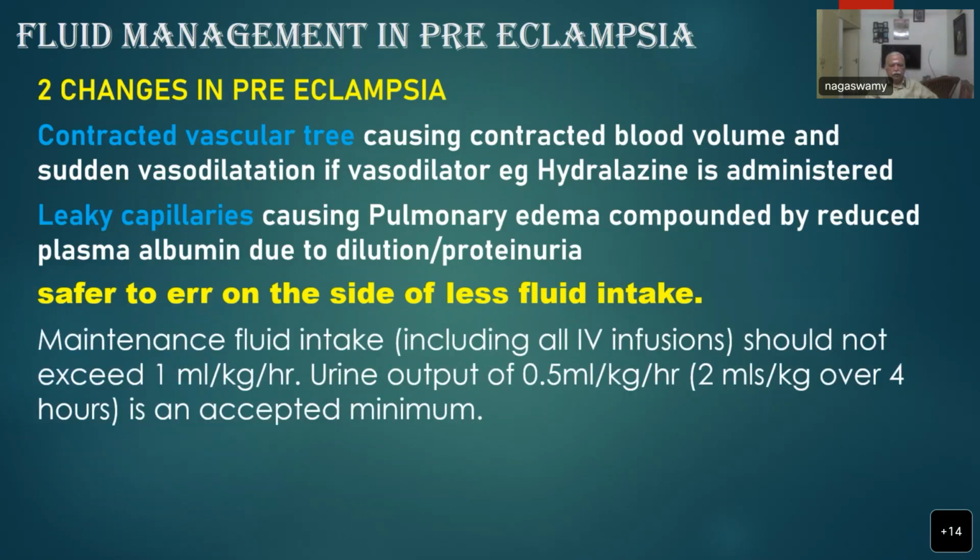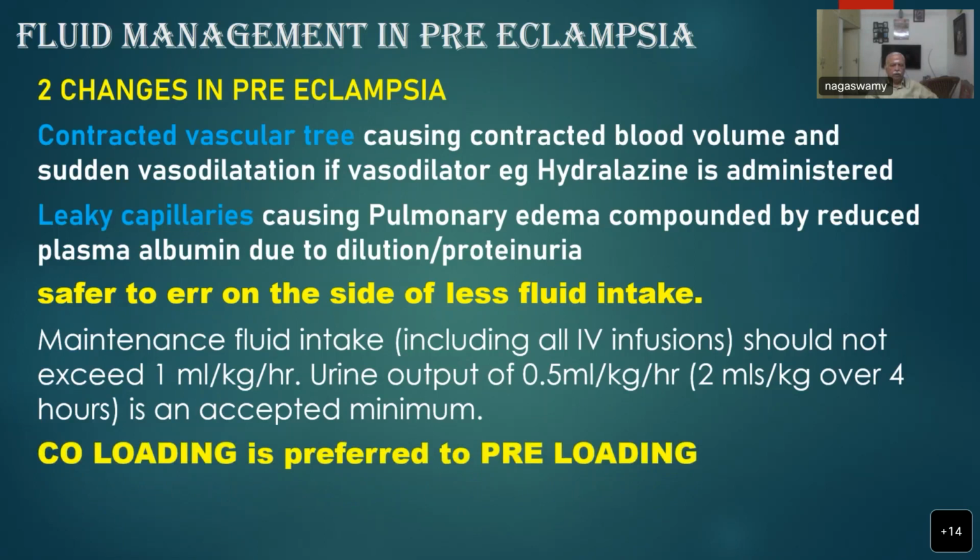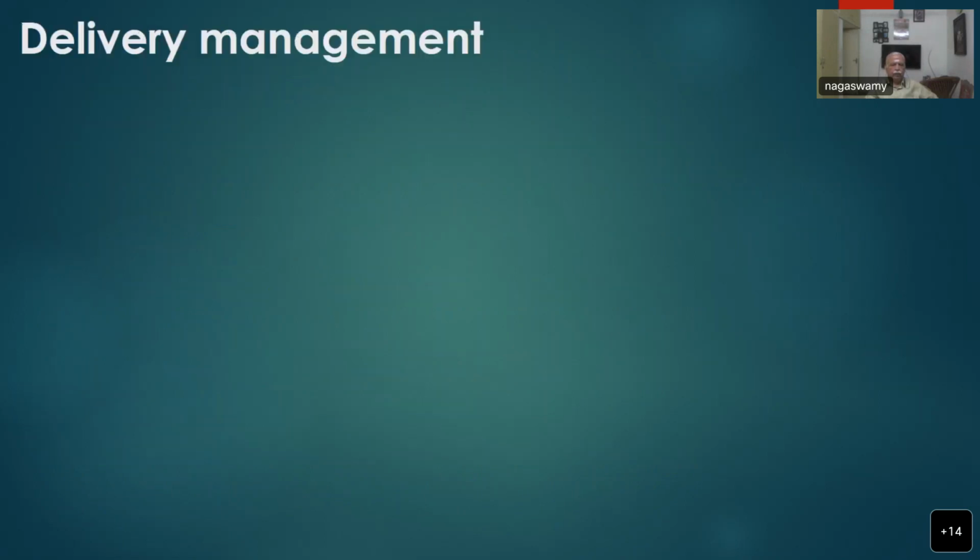So don't expect a prompt hourly output. You can accumulate it over a period of 4 hours and see whether you get it at the rate of 2 ml per kg over 4 hours. This is also an accepted minimum. Co-loading is preferred to preloading.